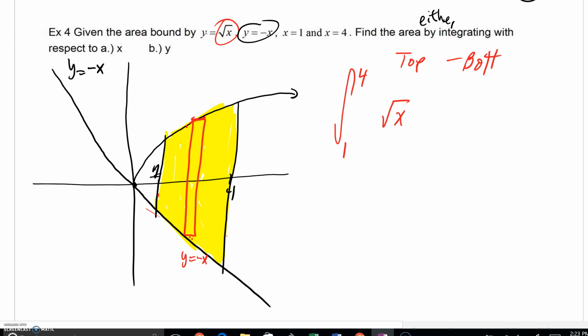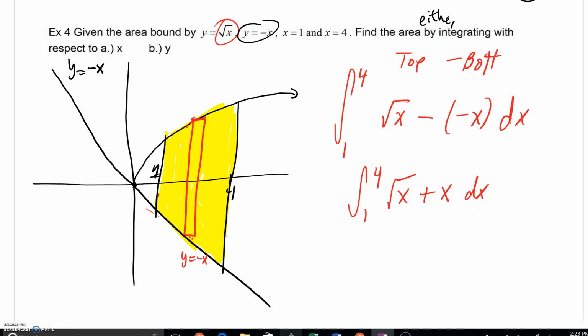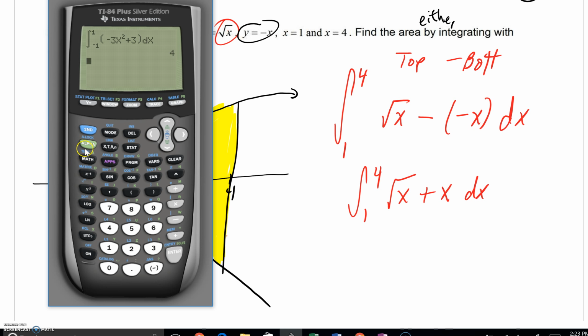The top is radical x. The bottom is this negative x. And rest assured, we could work this out quickly by hand. But again, not only for the sake of this video going more quickly, but also to give you more practice getting the setups of your integrals correct, we're going to allow you to use your calculator on all these problems tonight. So it would only take a moment to get this all typed in.